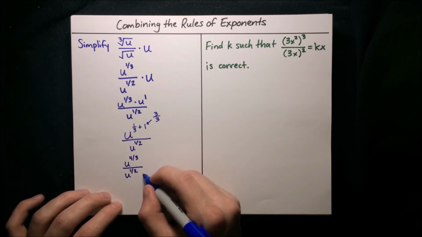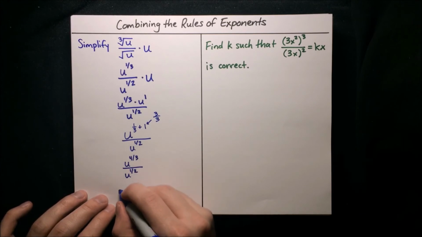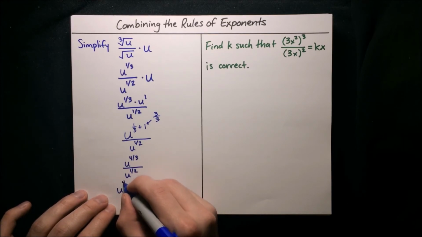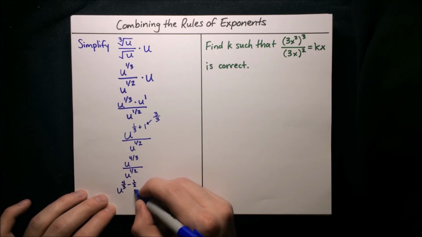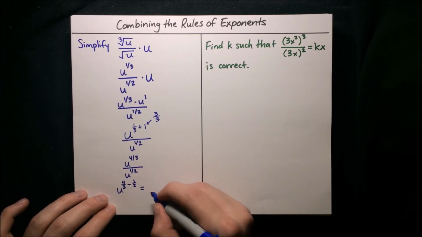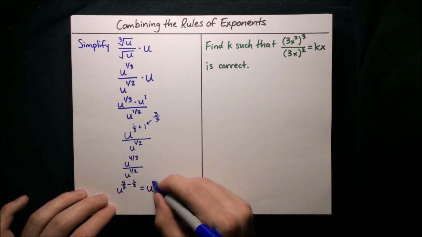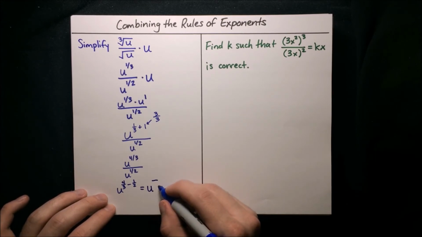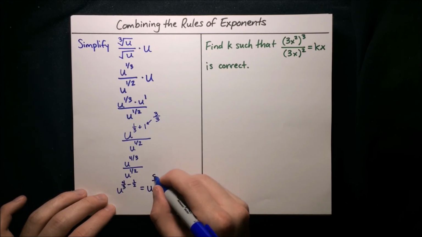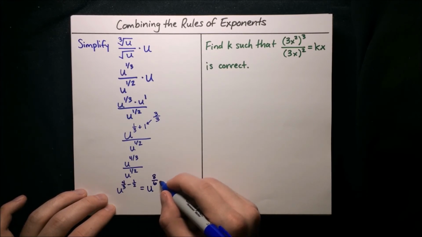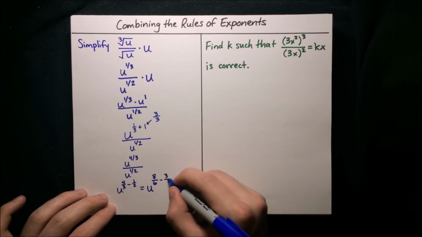And now we can go ahead and use the quotient rule to just subtract these exponents. So this is u to the 4/3 minus 1/2. So now it just remains to subtract these fractions. Let's get them to have a common denominator. Here the common denominator will be 6. So 4/3, what is that out of 6? Well, just double the numerator and denominator to get 8 out of 6. And then 1/2, what is that out of 6? Well, that's just 3 out of 6.